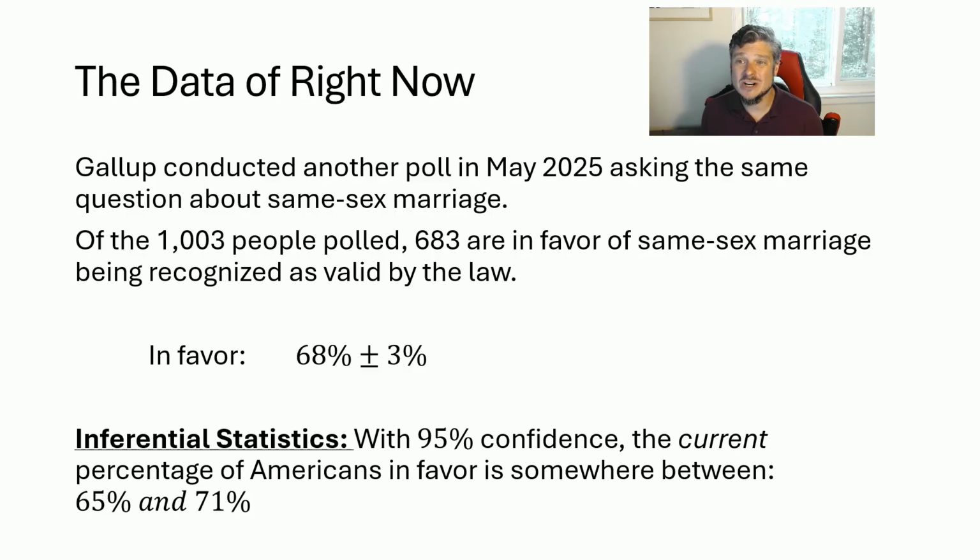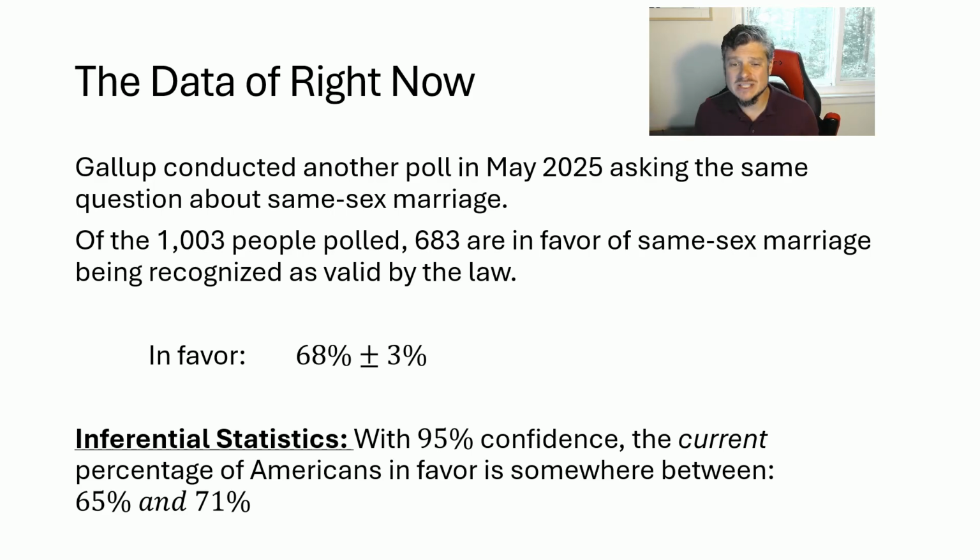So inferential statistics would state that with 95% confidence, the current percentage of Americans in favor is somewhere between 65% and 71%. So now we give ourselves a range of values, because if I asked a different group, I'd get a different value. But again, we're going to assume that we did a good job collecting our data. So we're going to say it's probably somewhere around what we actually collected.